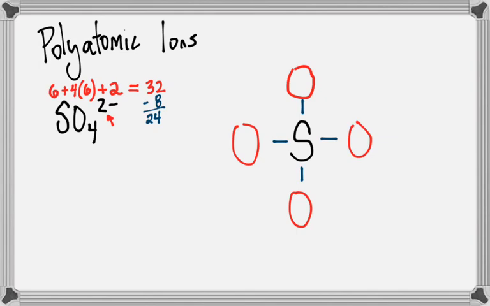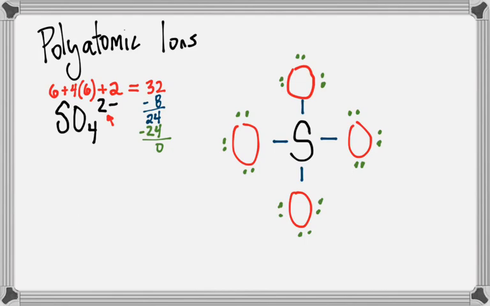Alright, now we are on step 3. Fill the octets of the outer atoms. That'd be the oxygens. Keep up with your electrons as you add them. 1, 2, 3, 4, 5, 6, 7, 8, 9, 10, 11, 12, 13, 14, 15, 16, 17, 18, 19, 20, 21, 22, 23, 24. Oh, perfect. That used up all 24 electrons, and if we examine our structure, everything has an octet.